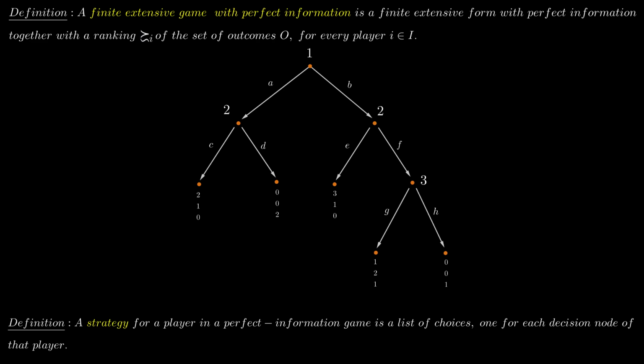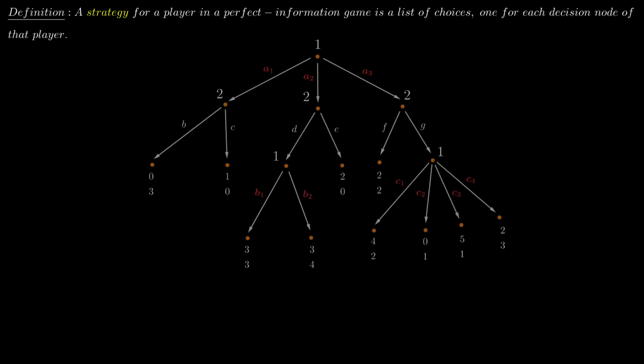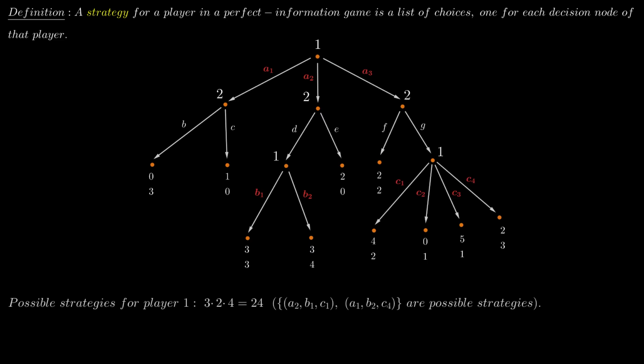node of that player. For example, suppose that player 1 has 3 decision nodes in a given game. At one node, she has 3 possible choices. At another node, she has 2 possible choices. And at the third node, she has 4 possible choices. Then a strategy for player 1 in that game can be thought of as a way of filling in 3 blanks. Since there are 3 choices for the first blank, 2 for the second, and 4 for the third, the total number of possible strategies for player 1 in this case would be 3 times 2 times 4 equals 24. One strategy is A2, B1, C1. Another is A1, B2, C4.